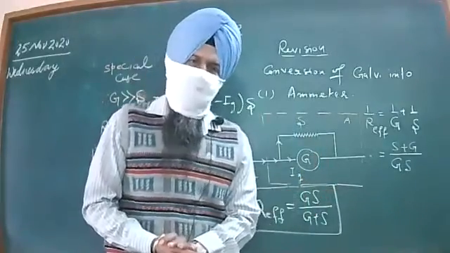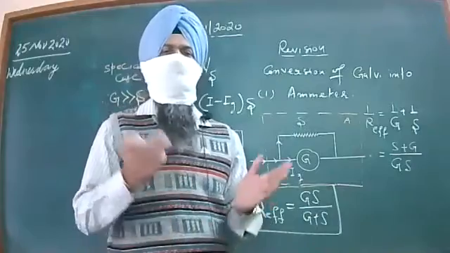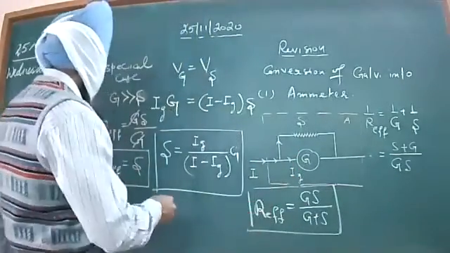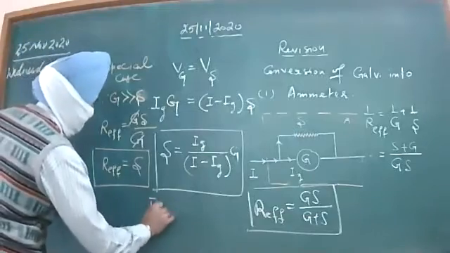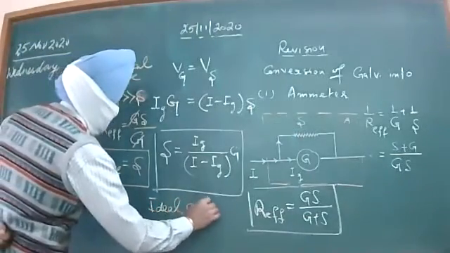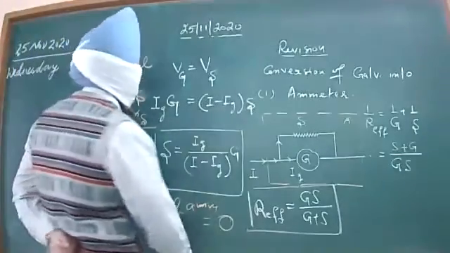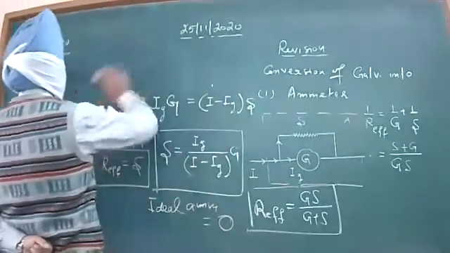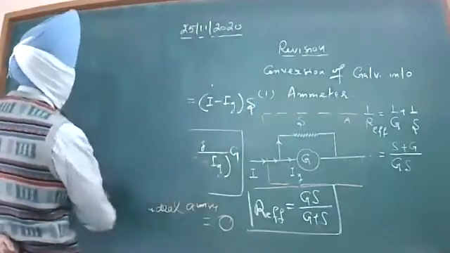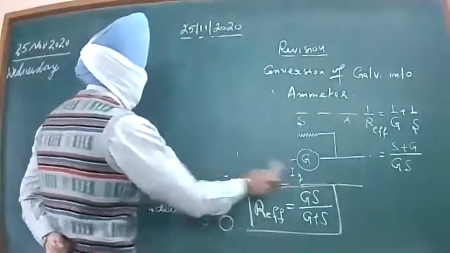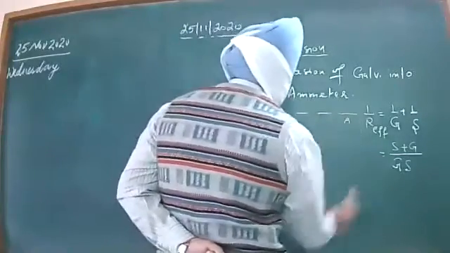And we take finally one thing more, dear students. In the case of an ideal ammeter, it has zero resistance. Ideal ammeter, it has zero resistance. Keep this thing in mind. Practically, it may appear difficult, but when we talk about the ideal ammeter, its resistance is definitely zero.